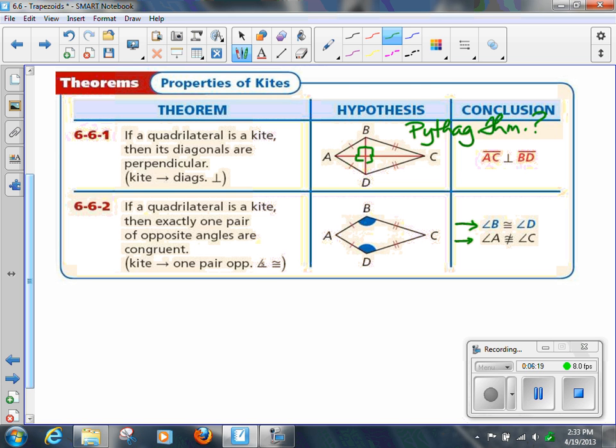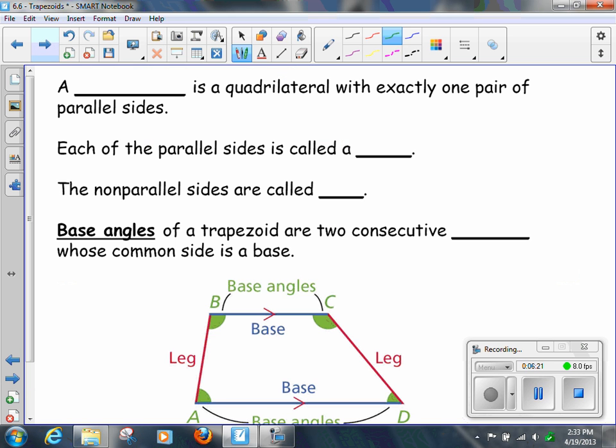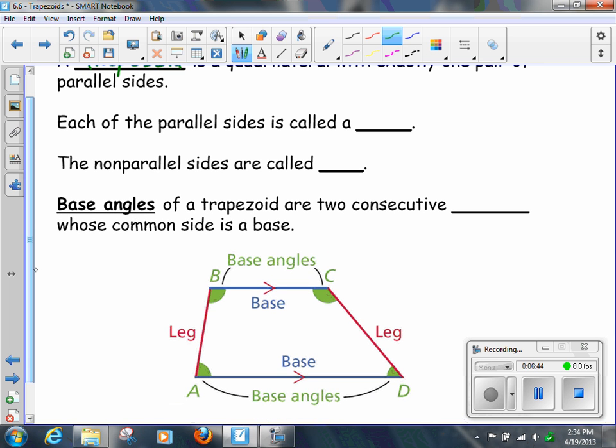Now, the Pythagorean theorem, that's just something you need to keep in the back of your head. It says a blank is a quadrilateral with exactly one pair of parallel sides. Switching gears. No, look down here at the bottom. What kind of it's a trapezoid. A trapezoid only has one pair of parallel sides. And in our picture, it has to be the top and the bottom.